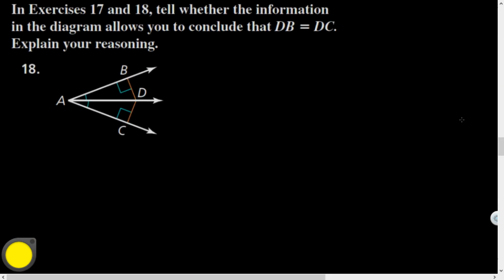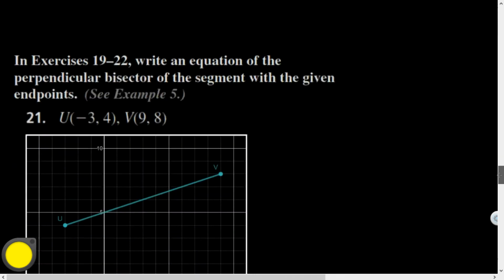All right, tell whether there's enough information here. AD is an angle bisector. These segments are perpendicular to the sides, and so by the angle bisector theorem, these two are going to be congruent, because D is going to be equidistant from the sides. So, yes! Hooray! All right, so that's just a straight application of the theorem.